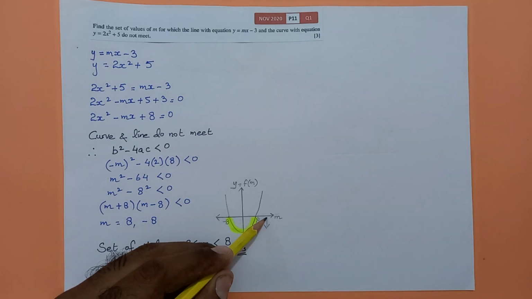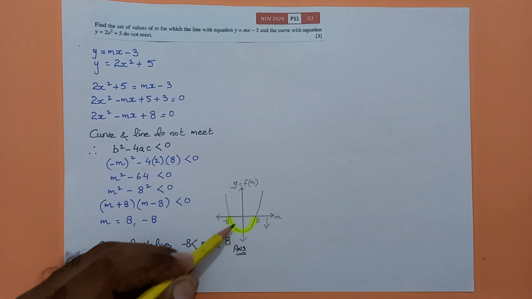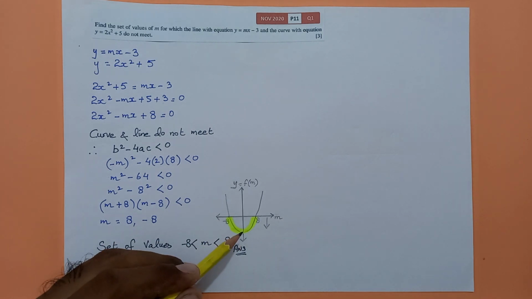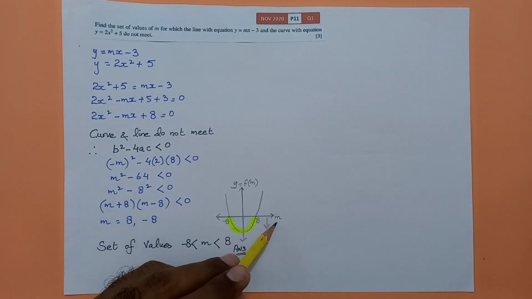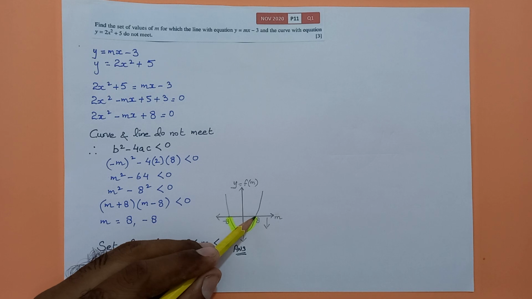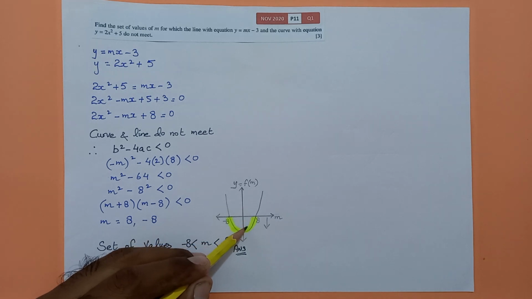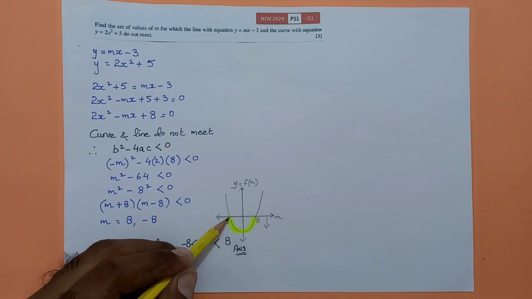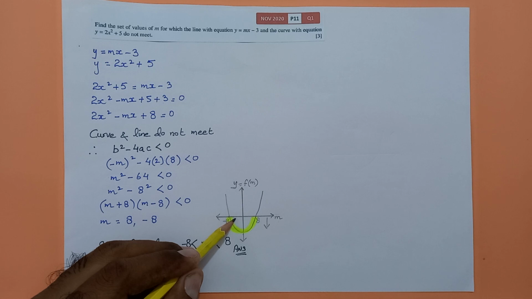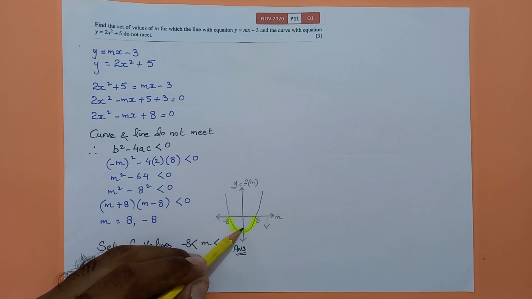So definitely for having a negative value of y, the value of m that we have to take should be less than 8. If we take any value of m less than 8, if we just look at the graph, if I take this point and draw a line on the graph, we can see we get a negative value of y. So any value less than 8 or any value greater than minus 8 would definitely result in a negative value.